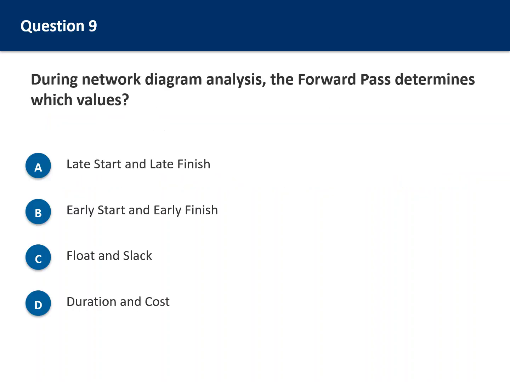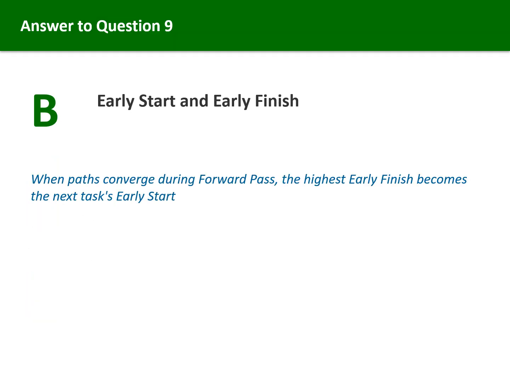Question 9. During network diagram analysis, the forward pass determines which values. Option A, late start and late finish. Option B, early start and early finish. Option C, float and slack. Option D, duration and cost. Think about calculating from the beginning of the project forward. The correct answer is B.